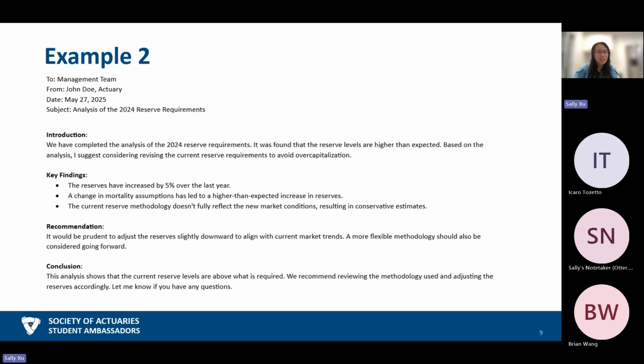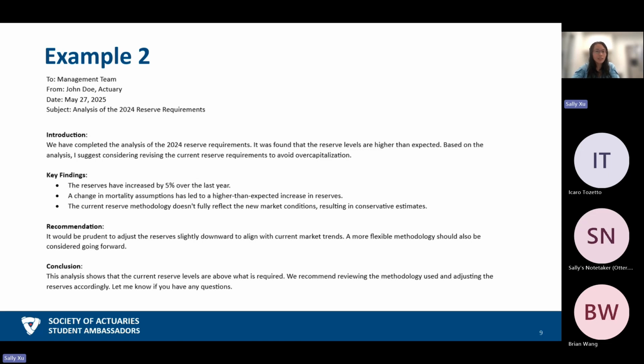Next, we have the key findings. The key findings are that reserves have increased 5% over last year. A change in mortality assumption led to a higher than expected increase in reserves. The current reserve methodology doesn't fully reflect the new market condition, resulting in conservative estimates. So what's good? Well, it lists the drivers of the reserve increase, which is good. You definitely want to do that in your key findings. But what could be better?